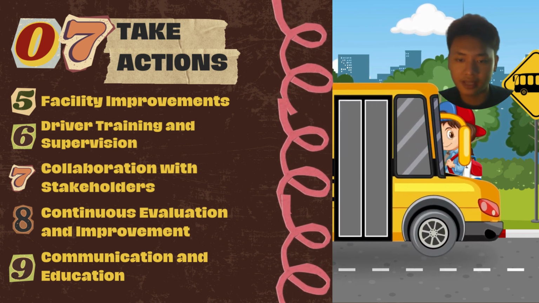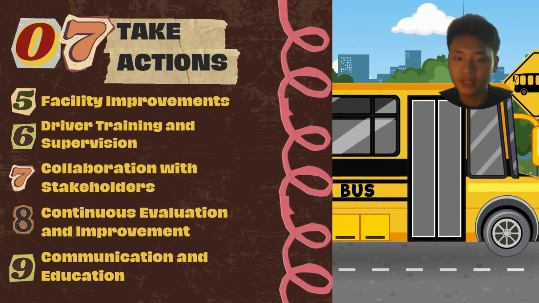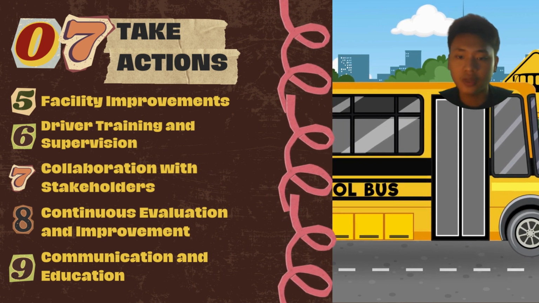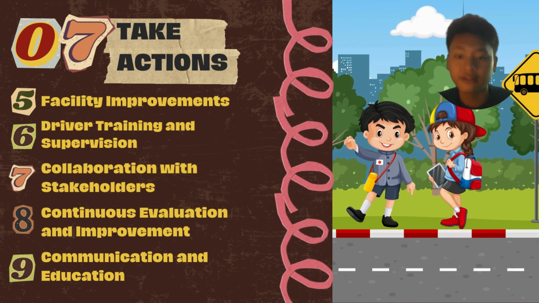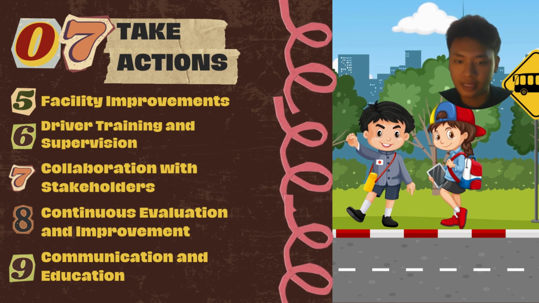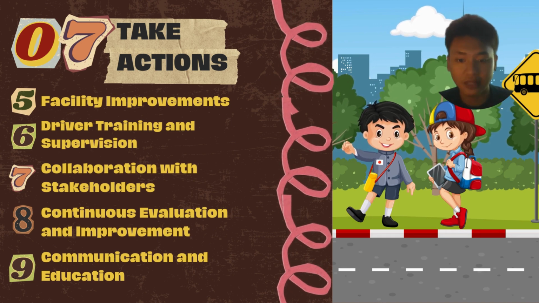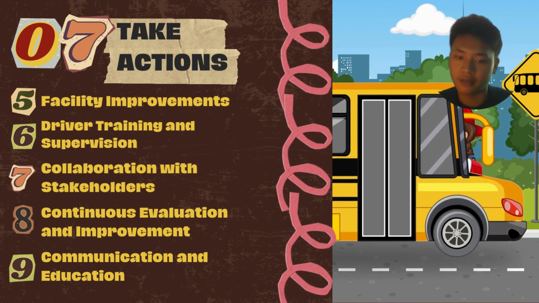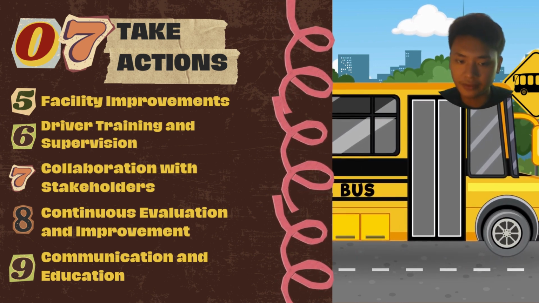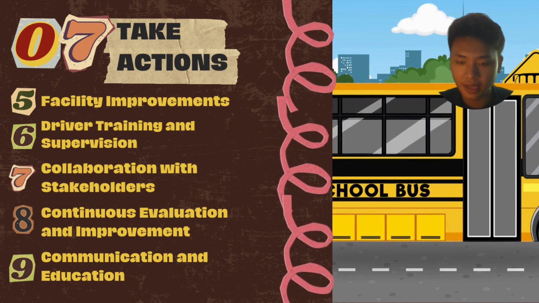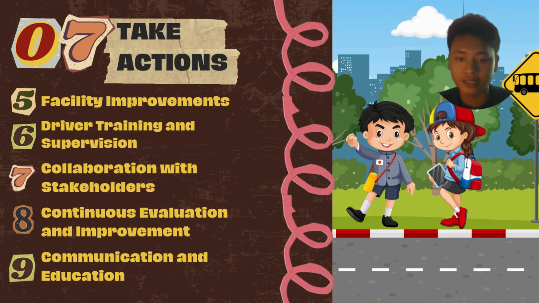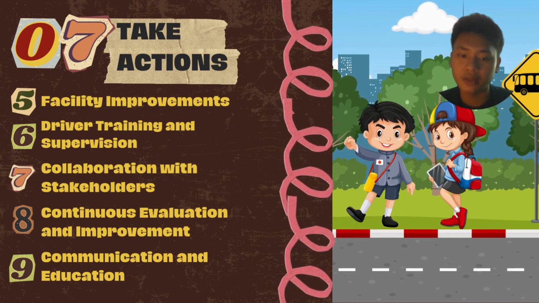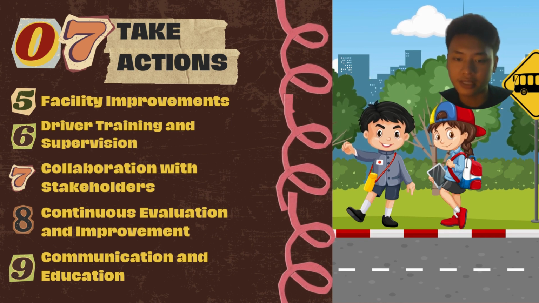Number 6 is driver training and supervision, training drivers on punctuality and safety. Number 7 is collaboration with stakeholders, collaborating with local stakeholders. Number 8 is continuous evaluation and improvement, regularly reviewing and enhancing the system. And the last number is communication and education, informing users about changes and encouraging involvement.